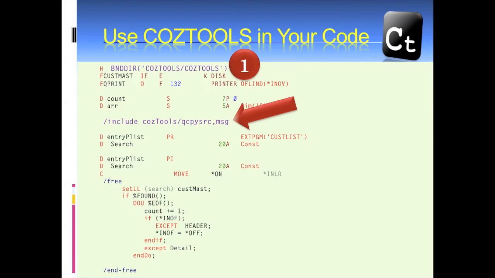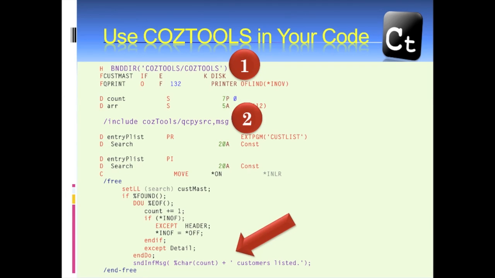So that's step 1. Step 2 is to include the prototype source code for the specific tool you're interested in using. Now in this program, all I want to do is send a program message to the caller and just let them know what I did. I'm going to do a /copy or /include statement, put the Cozzi Tools library, QCOPYSRC is where we keep all the prototypes for the Cozzi Tools, and then the specific source member that I want to use. Now in this case, I want to send a program message, so I include the message prototype source member. That's really all there is to it, but that's step 2.